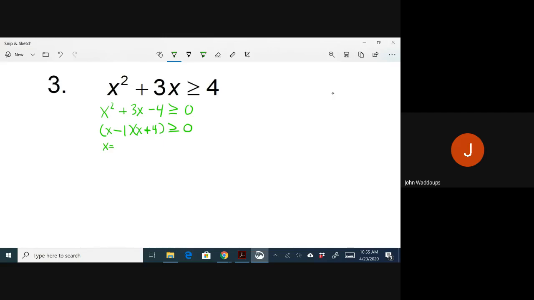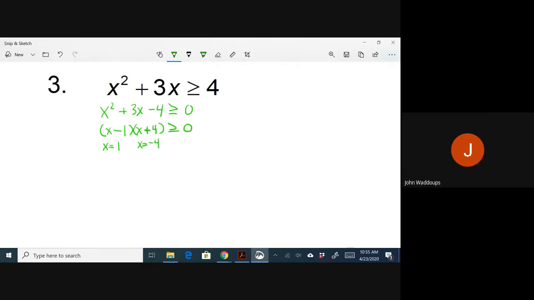what value makes x minus 1 equal to 0? What value of x? What number would I put in for x that would make x minus 1 equal to 0? Would that be positive 1? Yeah, because 1 minus 1 would be 0. So x equals 1. And then the other number, x equals, what would it be? Negative 4. Negative 4. Excellent.